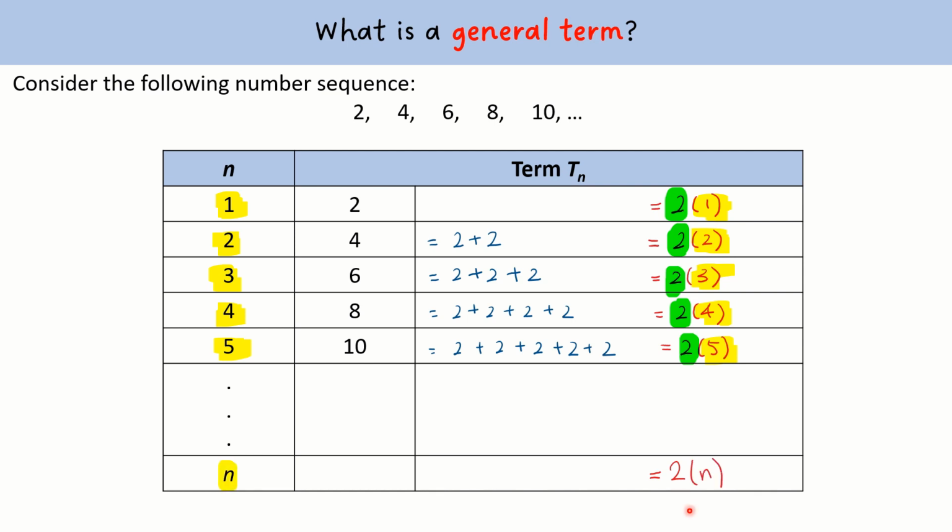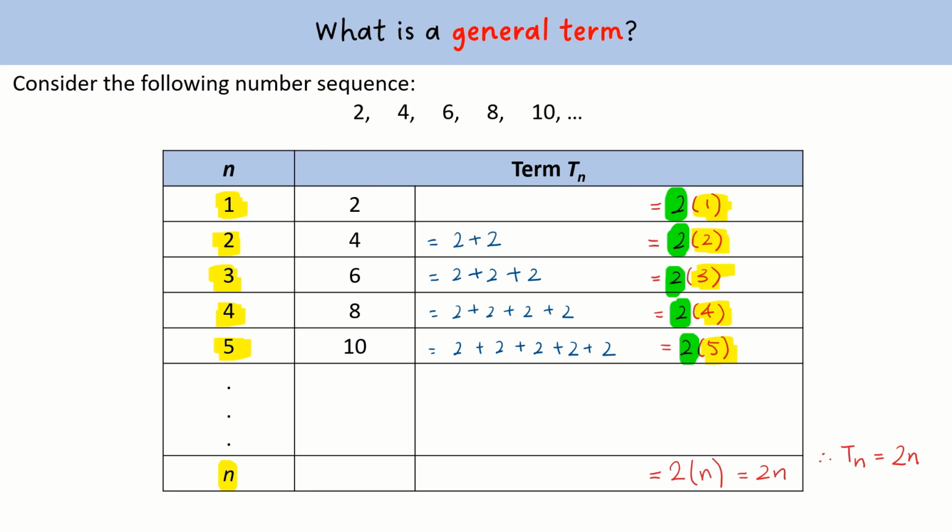With 2 times n, obviously I need not have the brackets at all. I could always simplify it to 2n. And therefore, for this particular number sequence of 2, 4, 6, 8, 10, I will have the general formula that I will write as capital T, small n, equals 2n, or 2 times n. But instead of writing 2 times n, I urge you to write 2n instead.